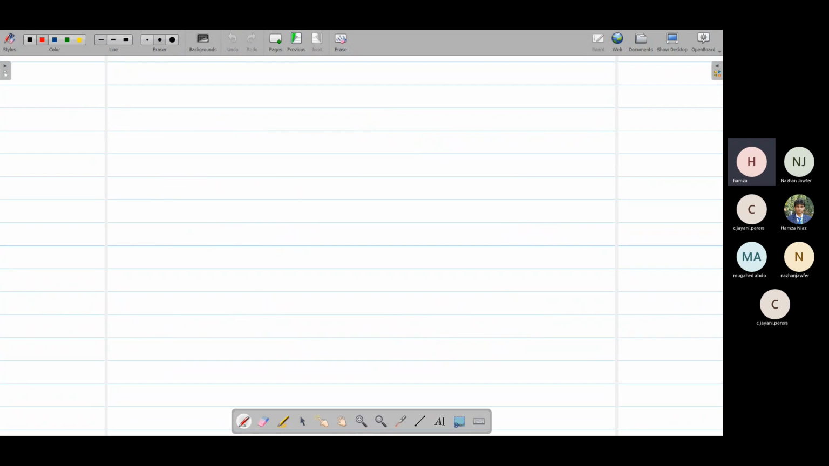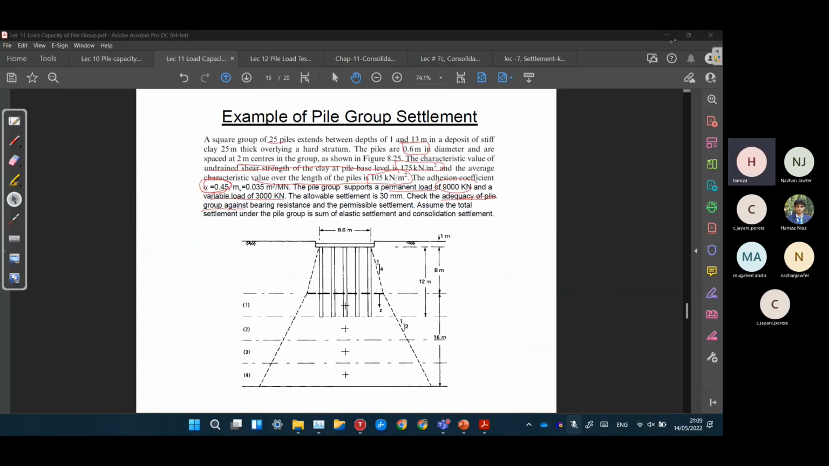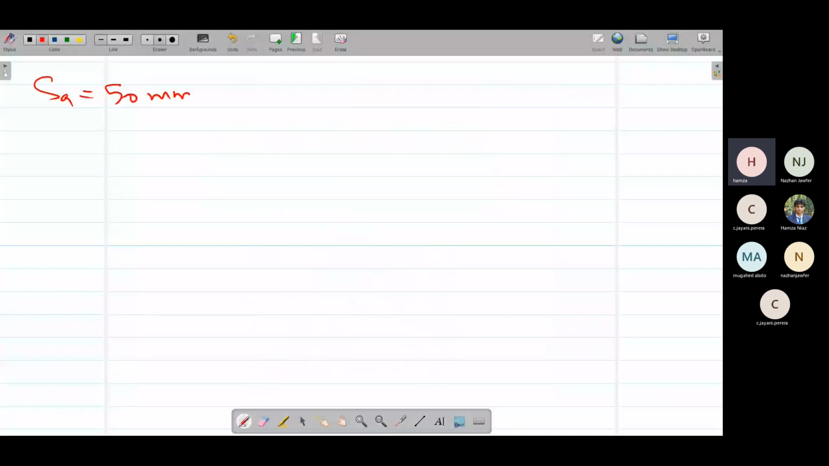So first we have checked the adequacy against the load. The second thing we have to do is to check the adequacy against the permissible settlement. The settlement allowed, SA, is 50 millimeter. So now we have to calculate the total settlement in the pile group, and if the settlement is below this allowed one, that's fine. If it is above this, our pile will also fail in settlement. So if you remember, the total settlement consists of two types: immediate plus the consolidation settlement.